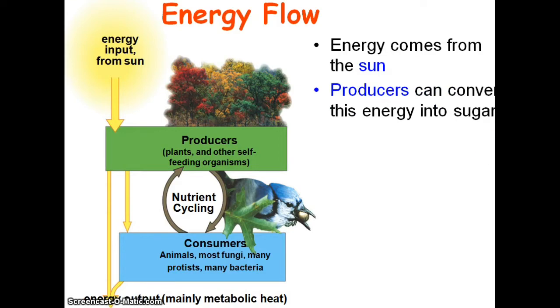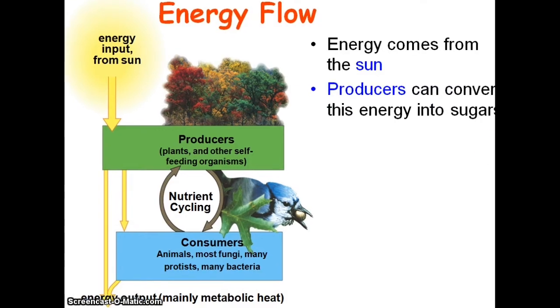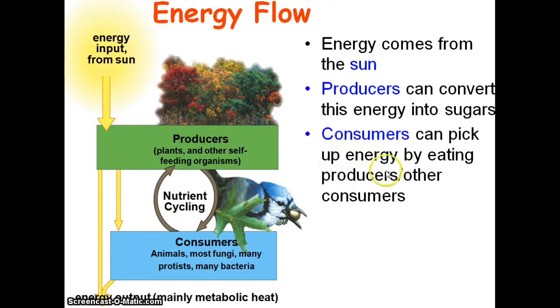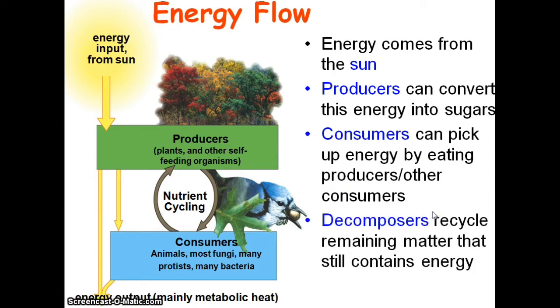So you have your producers, which are taking that energy and trapping it in sugars, and then you have your consumers that pick up the energy by eating the producers. So you see the energy being passed along. Now, when a consumer dies, our decomposers are going to recycle the matter that's there, and some of that matter still contains energy. So the energy is not necessarily being recycled. What's happening is that the energy that was still trapped is now being passed on again. And so it's a very important thing. The matter can be recycled, the nutrients can be recycled, but the energy is not recycled. It's just passed from one place to another, changing forms.